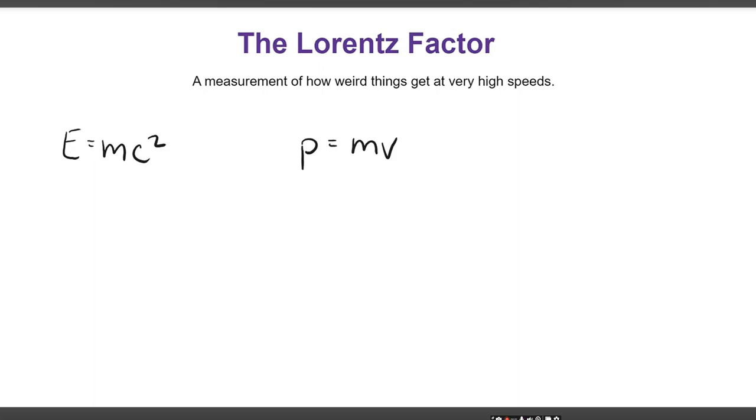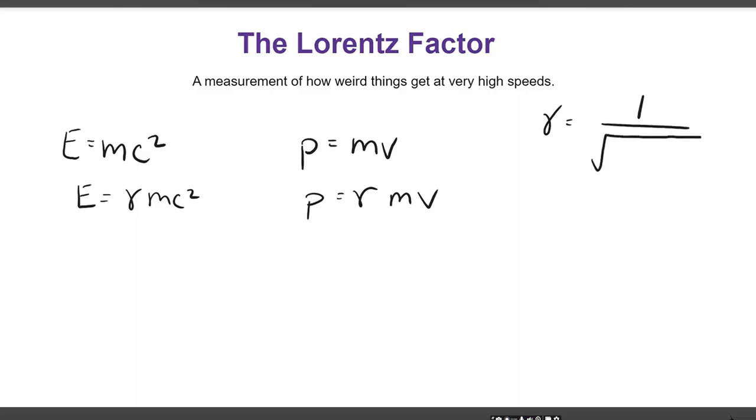Even if you've never taken a physics class, you've probably run into E equals mc squared. But this isn't actually the whole story here. It's actually E equals gamma mc squared, and we've got momentum equals gamma mass times velocity. So gamma here is the Lorentz factor, which is 1 over the square root of 1 minus the velocity squared over the speed of light squared.